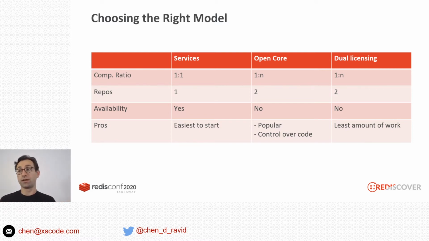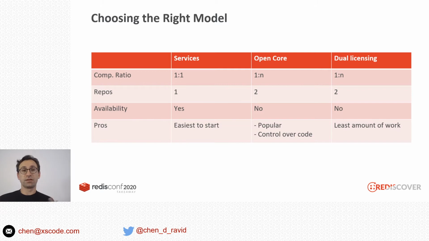With open core and dual licensing, you actually have a digital product. So the compensation ratio is 1 to n. You worked 1 unit of time and you can be compensated n times, or to infinity. Well, maybe not infinity, but once you have a digital product, you can sell it as many times as you want. So that's the main difference between providing a service or providing products like in open core and dual licensing. In terms of repositories, services require that you have only one public repository, just like you have today on GitHub. But if you want to offer open core or dual licensing, you're going to need 2 repositories, for open core with a different set of code and for dual licensing with a different license.